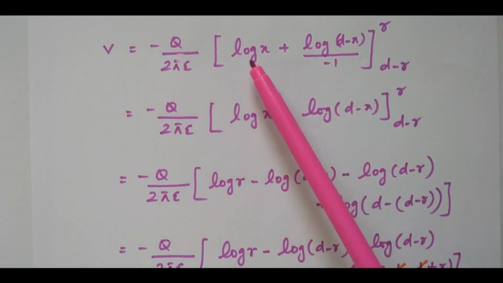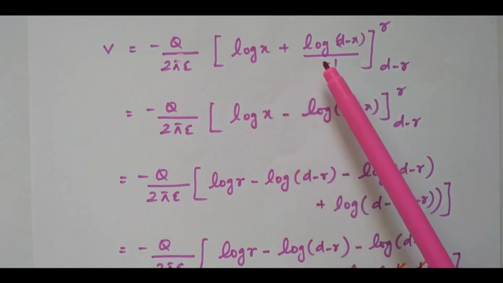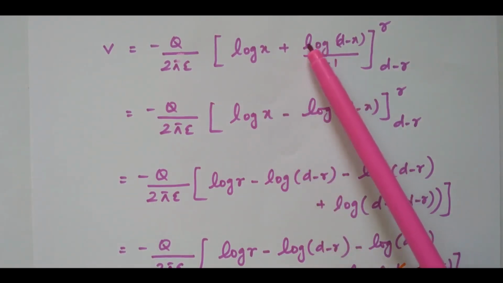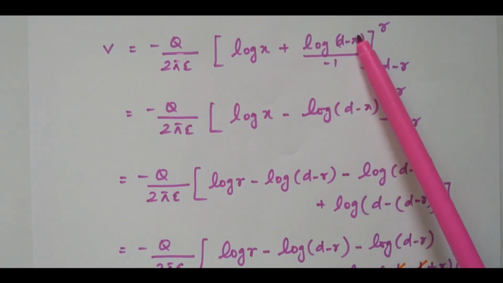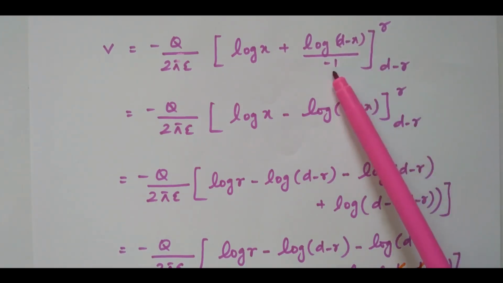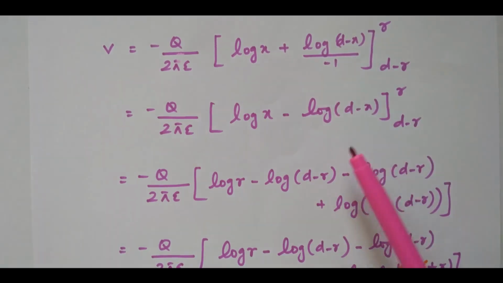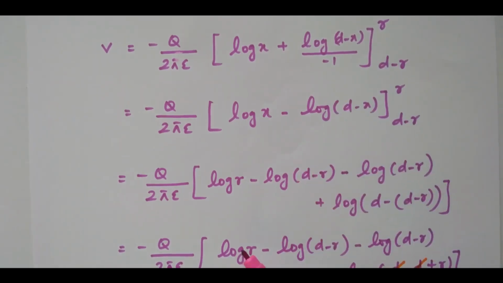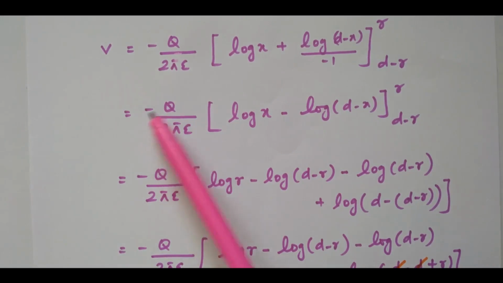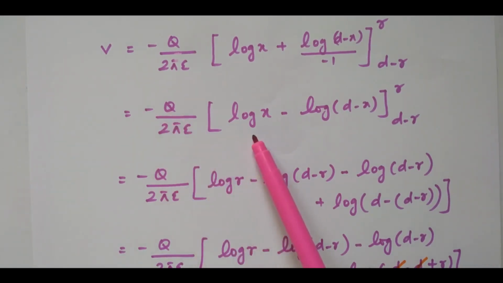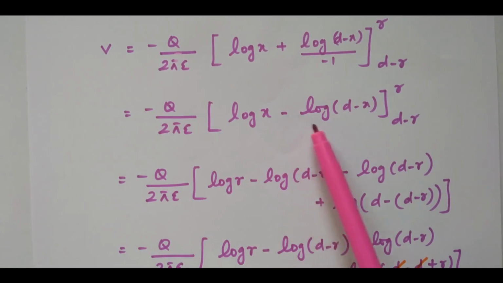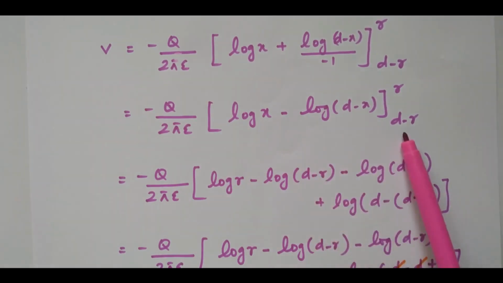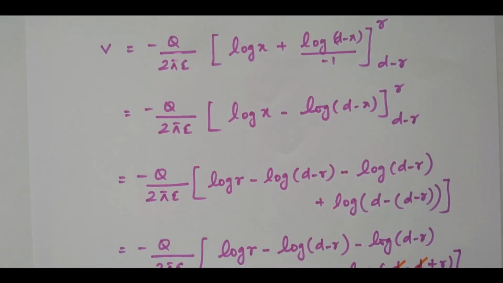So the integral of 1 by x is log x. The integral of 1 by d minus x is log d minus x, but here minus x is available. By differentiating this minus x, we are getting minus 1. Right? Now we can substitute the limit. Minus q divided by 2 pi epsilon log x, and this minus 1 becomes negative, minus log d minus x, with limits d minus R to R. Right? The term becomes minus.